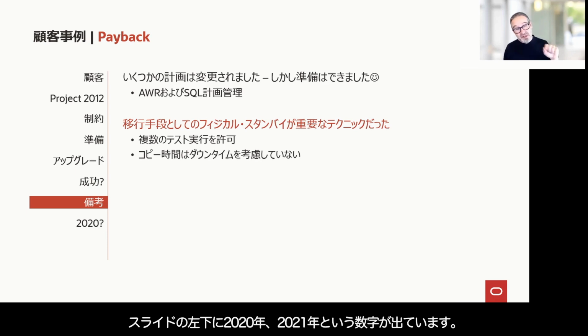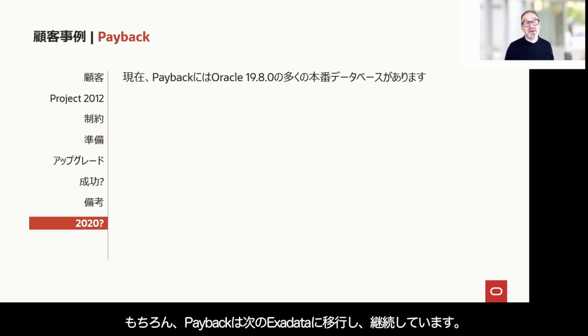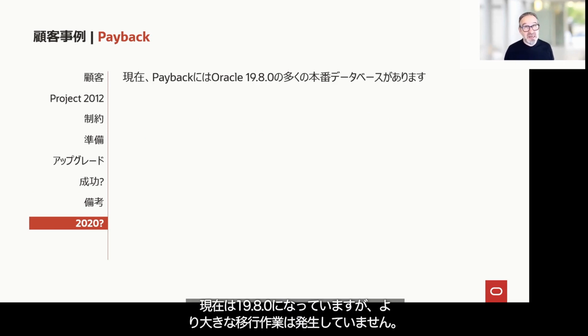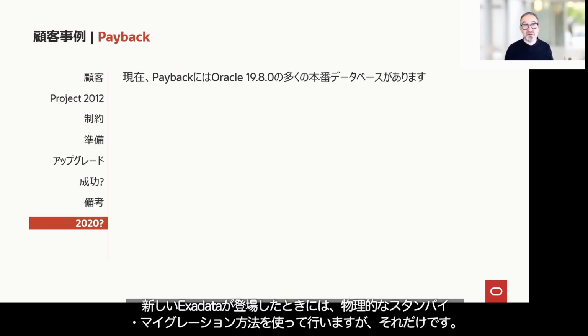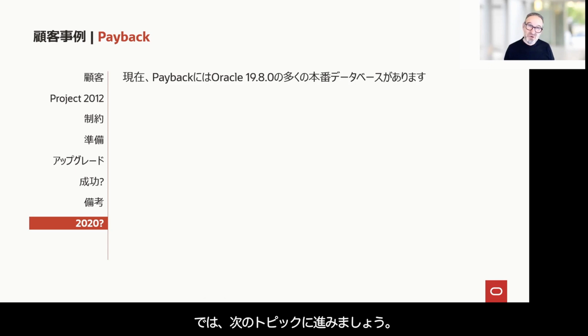And you see already on the slide in the left lower corner, 2020 or 2021, I would say. Of course, Payback has gone through a next Exadata and another one. So today they are on 19.8.0, but we didn't have any bigger migrations. It's just the same technique. We do this when new Exadata is coming, physical standby as migration vehicle, and that's it. So let's go on with the next topic.